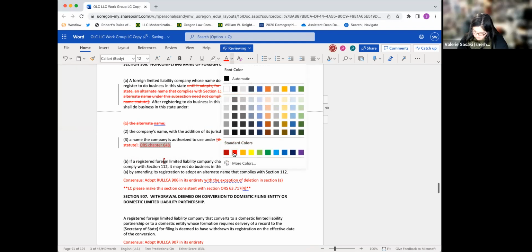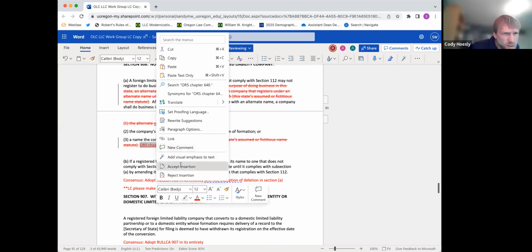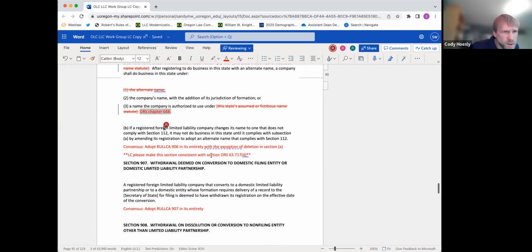Awesome. And then on B, because again, we're getting rid of this alternate name business. I think what we need to do is I think we just delete everything after subsection, the reference to subsection A.